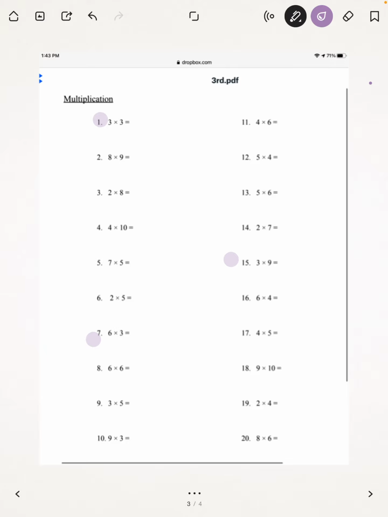Multiplication. Okay, 3 times 3, you could do 3 plus 3 plus 3, or you could count 1, 2, 3, 1, 2, 3, 1, 2, 3. If you count it up, it goes 9. 6 times 3 basically means 3 plus 3 plus 3 plus 3 plus 3 plus 3, or you could do 6 plus 6 plus 6, and if you do that, it goes 18.